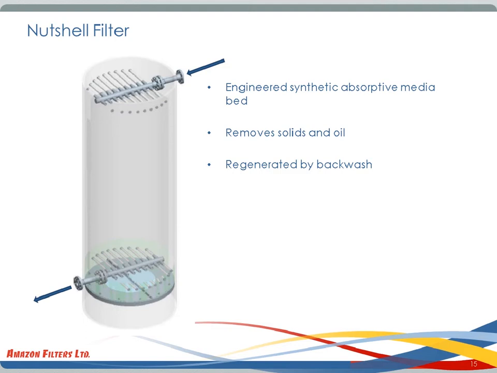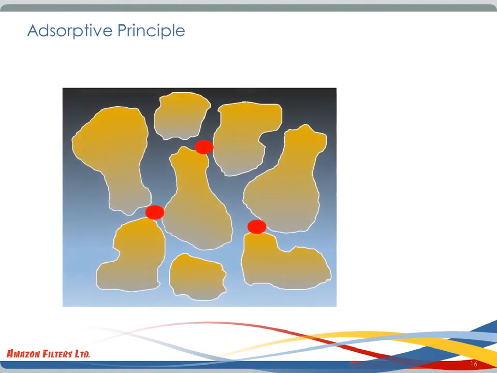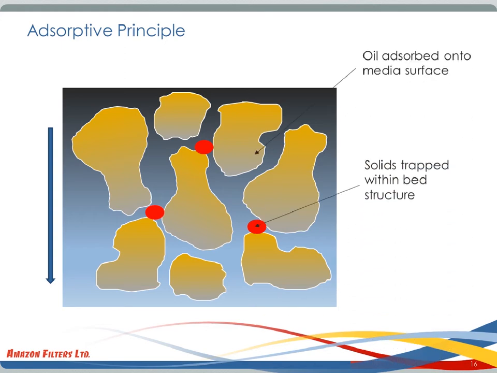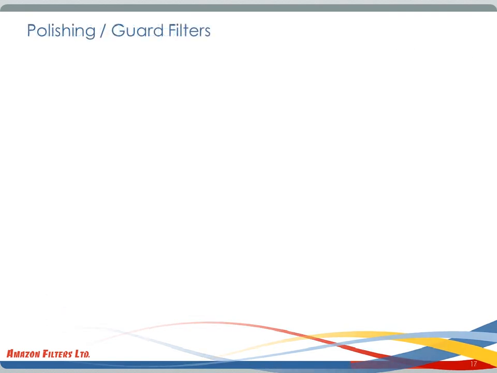We regenerate the nutshell bed when it can absorb no more oil, or if it is blocked by solids, by reverse flowing it with a mixture of water and air, which will free the trapped solids and strip the oil from the nutshell. The adsorptive principle here is that the oil is absorbed onto the surface. This is a chemical process, and solids are trapped typically down to about 10 to 20 micron within the structure, which is then freed up by the reverse flow during regeneration.